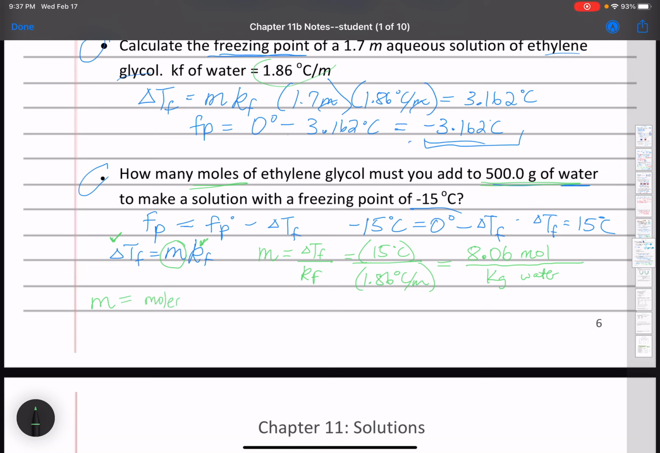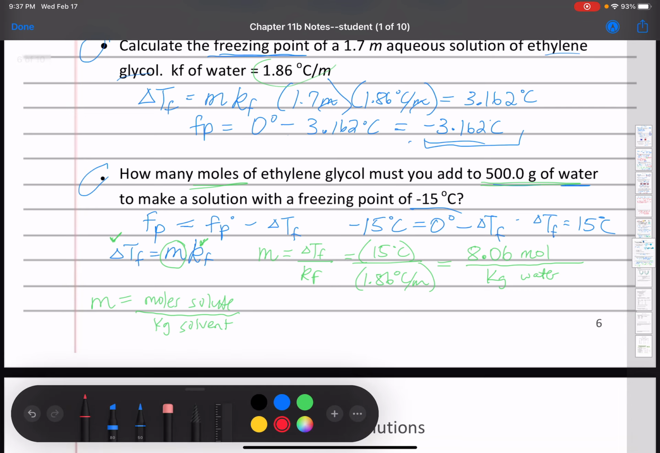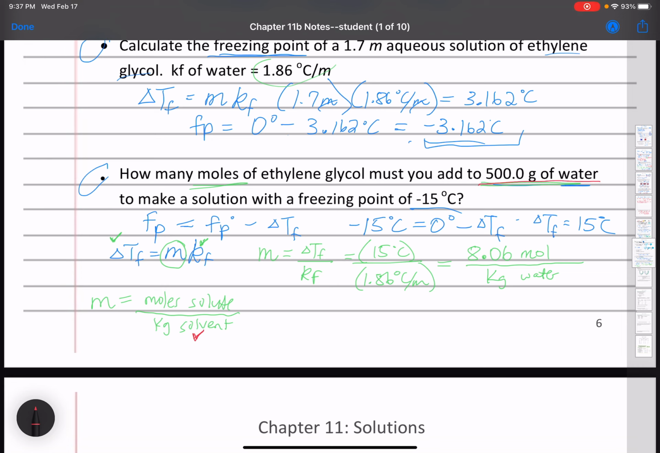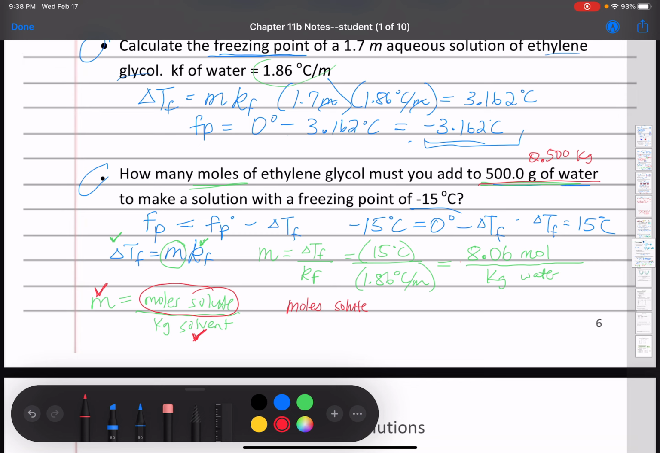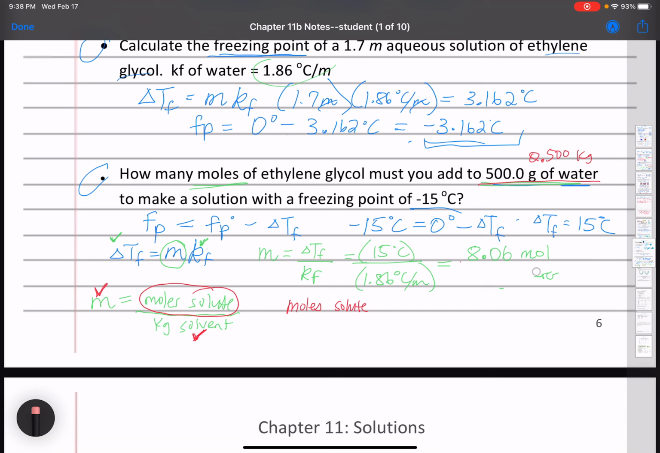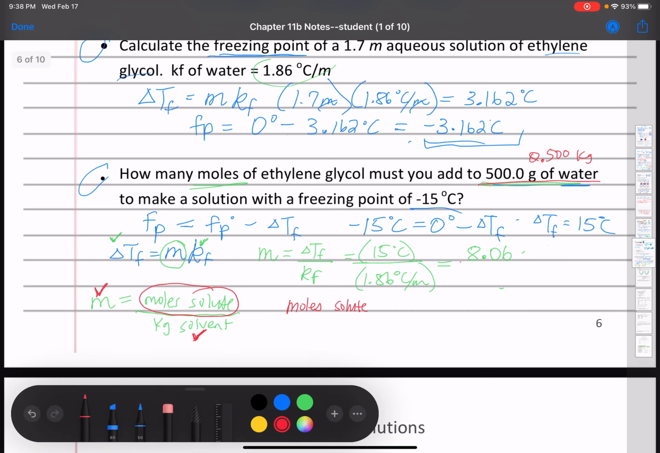Molality equals moles of solute over kilograms of solvent. And I know my kilograms of solvent because I have 500 grams of water, which is 0.500 kilograms. So I know the mass of the solvent, and I just calculated the molality here. So now I can solve for moles of solute. I'm just going to rearrange this equation. I was thinking about doing it with dimensional analysis, but I'm going to do it this way.